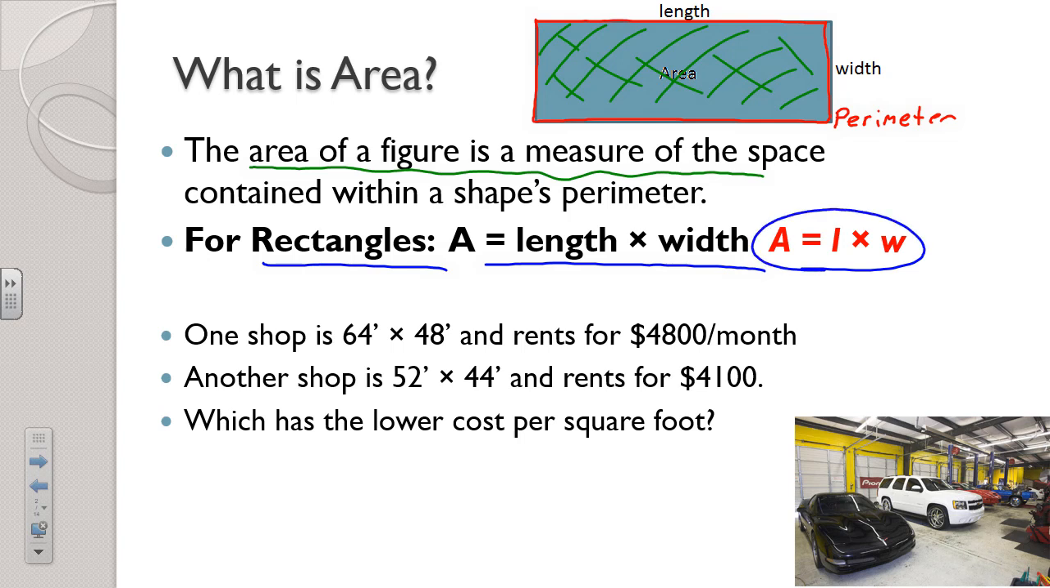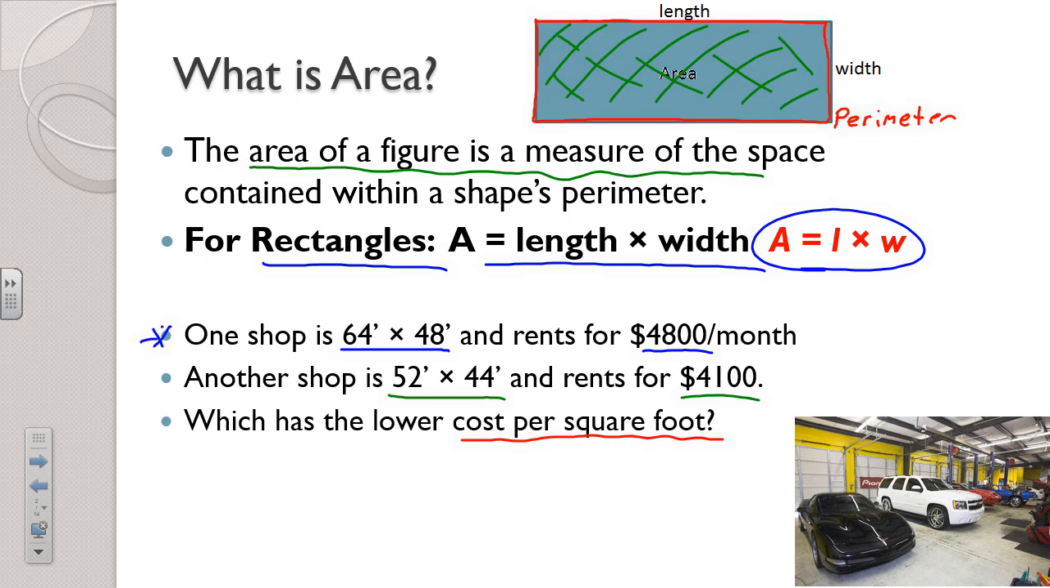So let's take a look at a pretty practical problem that some of you might face at some point if you have your own shop. We've got two shop spaces that we can rent. One of them is a rectangular shop that is 64 by 48. That one costs $4,800 a month to rent. The other shop is 52 by 44. That's a little bit smaller, but it's also a little bit cheaper. Let's figure out what the cost per square foot is for each shop to find out, based purely on that, what the better deal is.